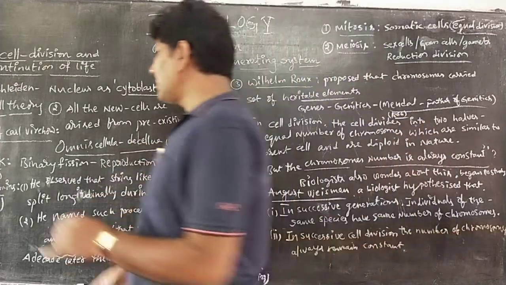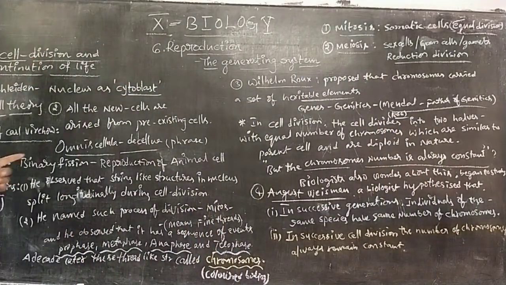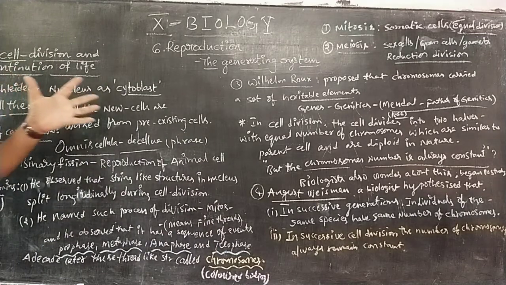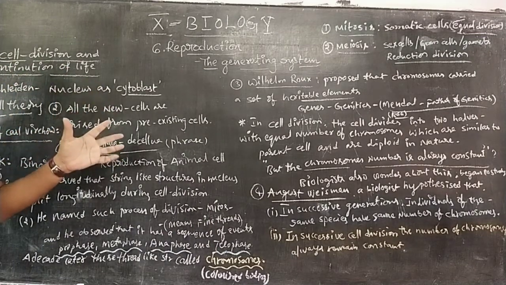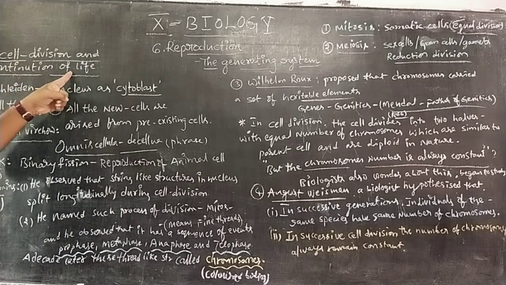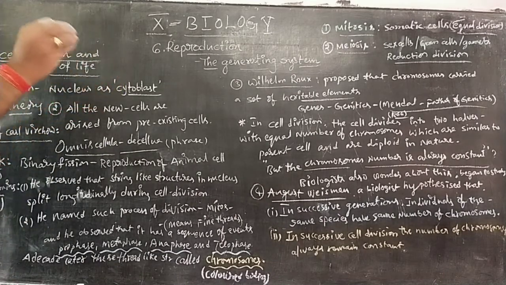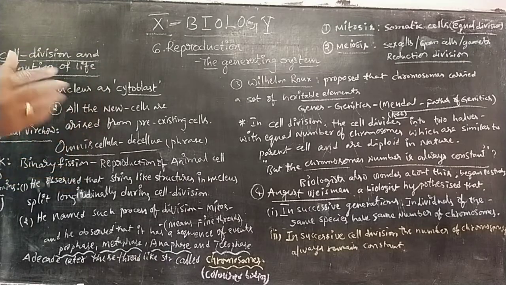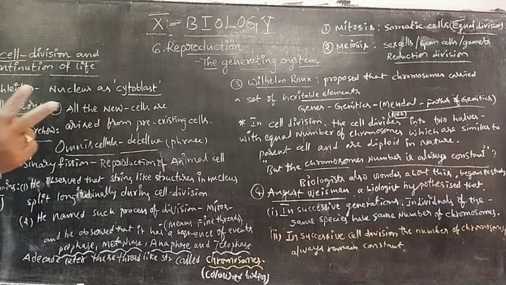So, let us come to the point. First of all, we have some basic information regarding the cell division concept. The first one is cell division and continuation of life. When the gametes fuse, it results in zygote formation, which is in the diploid condition.